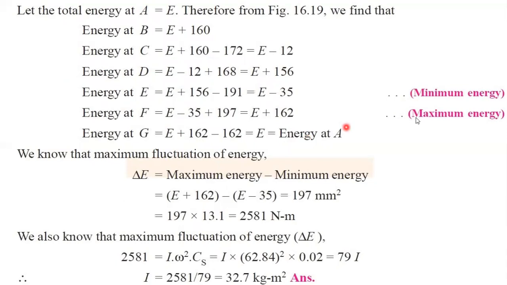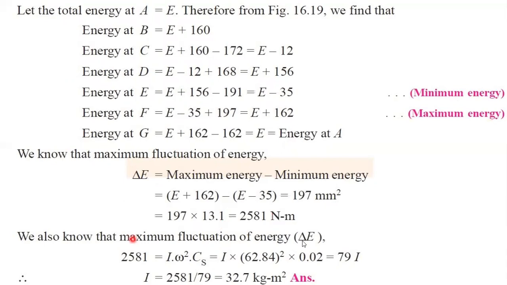Here we will be having one value of maximum energy and one value of minimum energy. For maximum fluctuation of energy, maximum minus minimum. So finally, you'll be getting 197 millimeter square. We replace the millimeter square with the scaling value, that is 13.1. So finally, you'll be getting Newton meter.